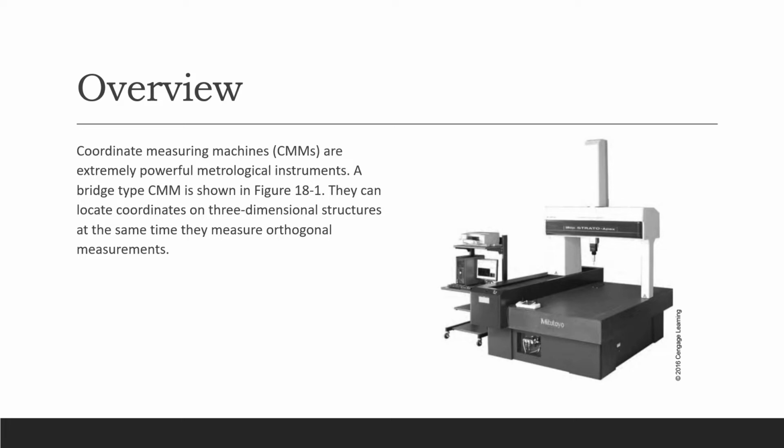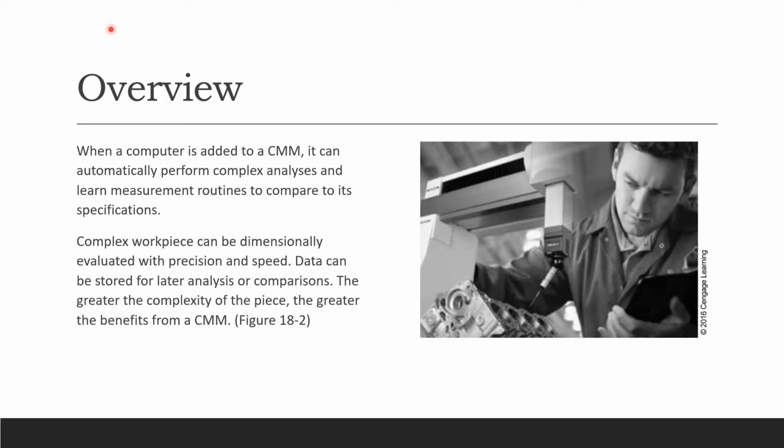And they're, again, as a review, totally statistically independent. So this is just an example of a bridge, okay, because it looks like a bridge. See the probe is. So we call that a bridge type CMM, a coordinate measuring machine. So when a computer is added to a CMM, you can automatically perform complex analysis, and also you can learn the measurement routines to compare to its specs, okay, your specifications.